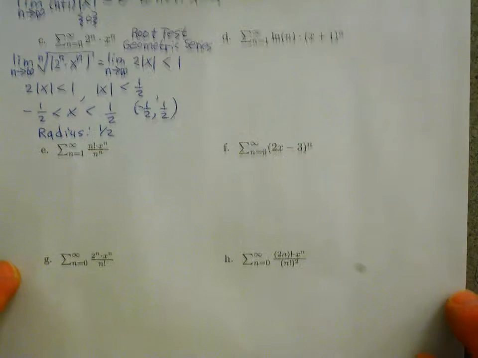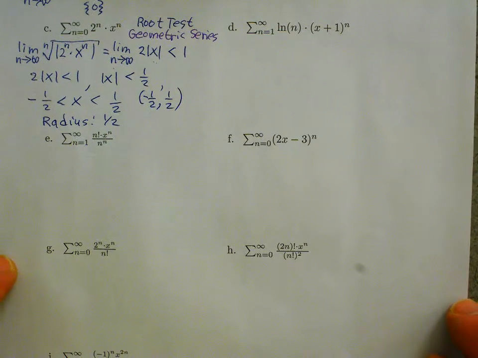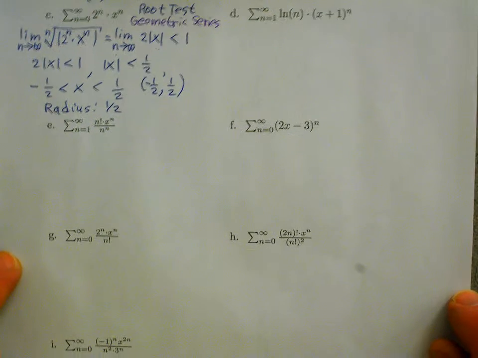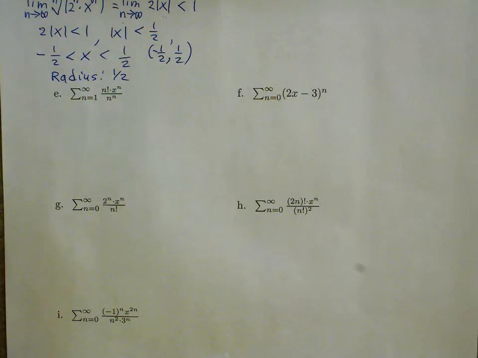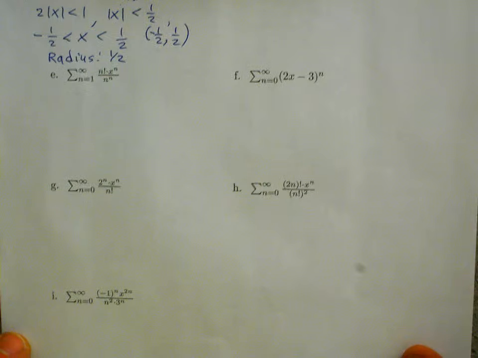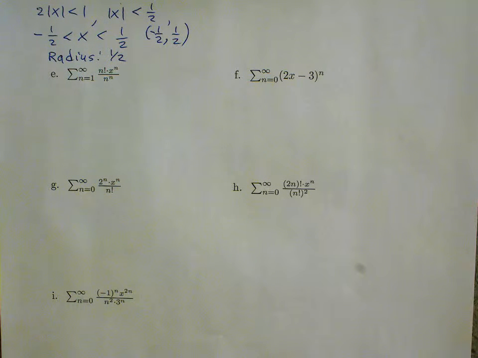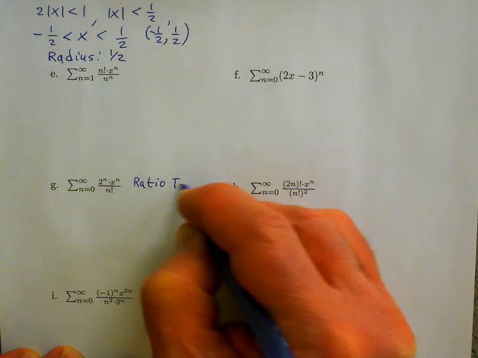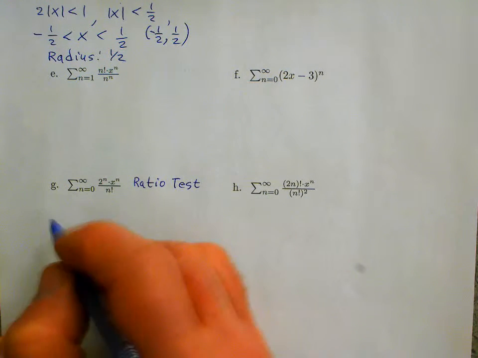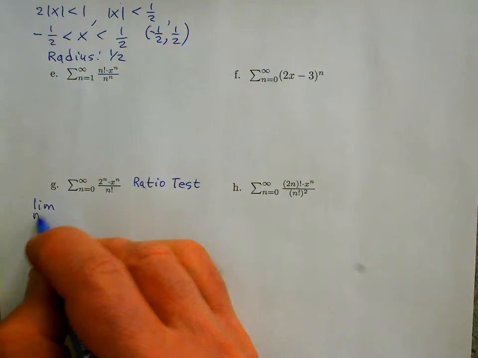Okay, let's try, how about part G? So the terms in the series are 2 to the n times x to the n divided by n factorial. Ratio test? Yeah, why not the ratio test? Okay, so the limit as n approaches infinity.